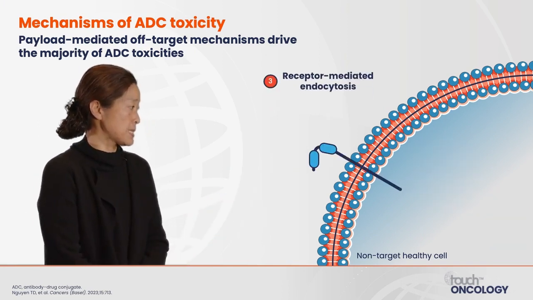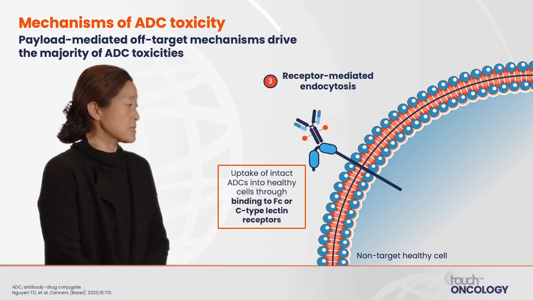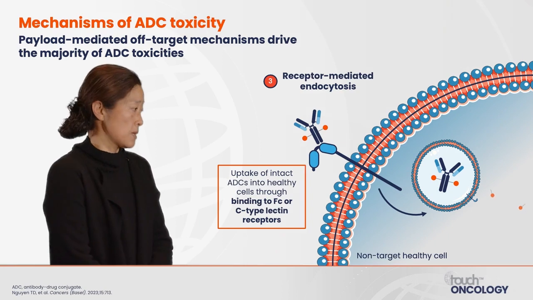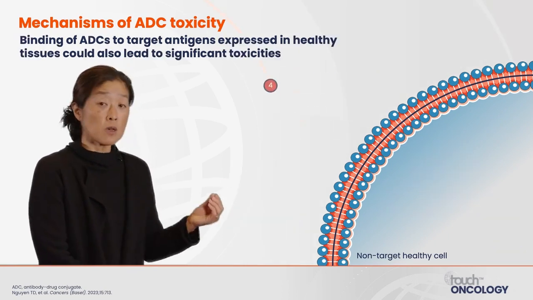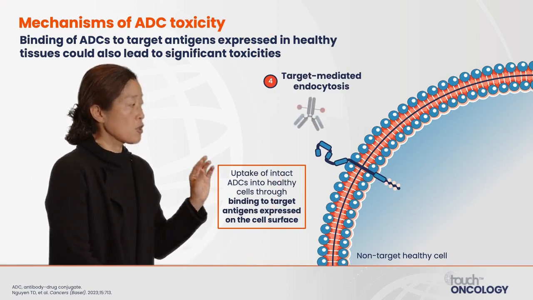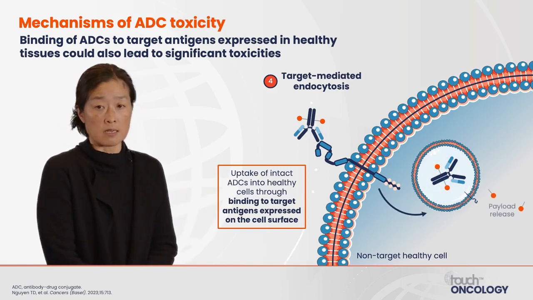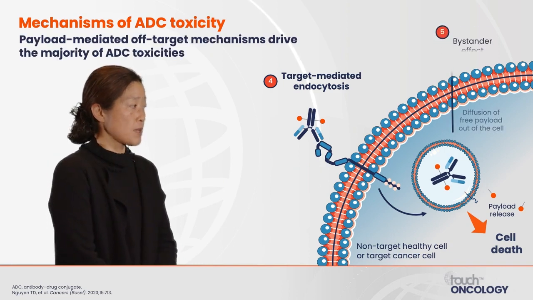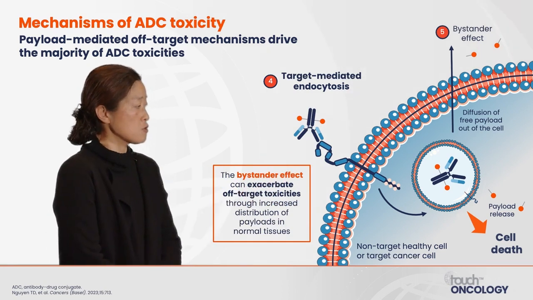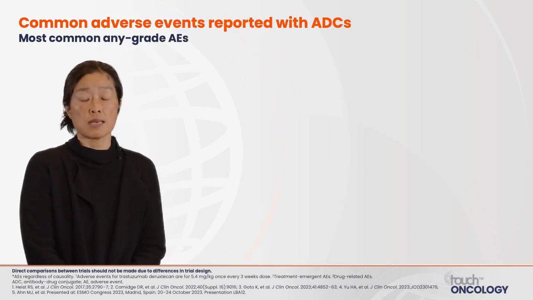Receptor-mediated endocytosis can be seen. Here we're talking about uptake of the intact ADCs into healthy cells through binding to Fc or C-type lectin receptors. This ADC then is internalized into a non-target healthy cell, and the payload release leads to cell death. There may also be target-mediated endocytosis. Here the ADC is internalized into a healthy cell through binding of the target antigen that's expressed on the cell surface. And again, then the ADC exerts its effect on a non-target healthy cell. Bystander effect may also occur, and here this can exacerbate the off-target toxicities through increased diffusion and distribution of the payload into normal tissues. So let's think about the adverse events that have been reported with ADCs.